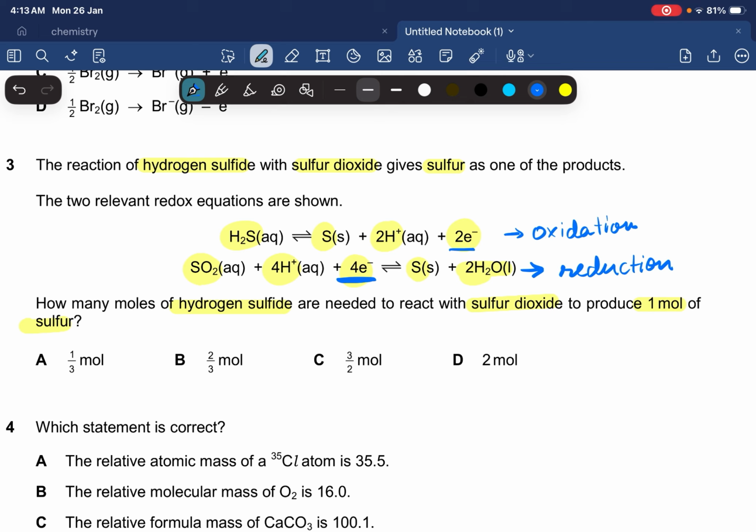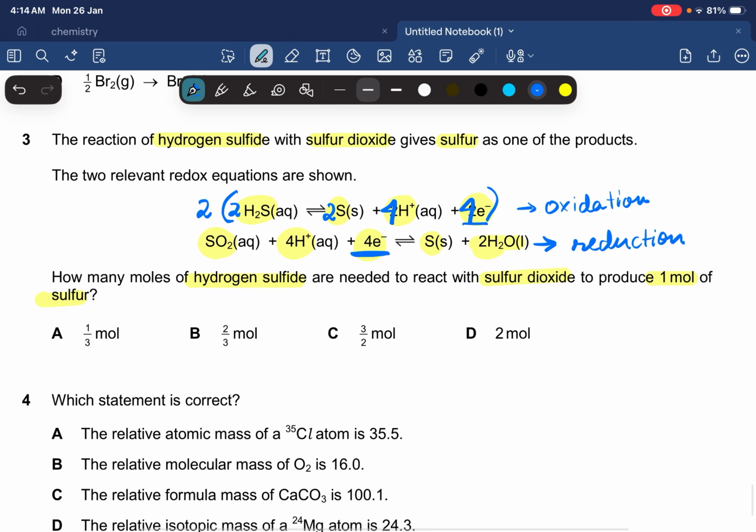So first things first, we have to multiply this equation by 2. Okay, so at least we have a balanced equation. When we multiply this equation by 2, we get 2H2S, 2 sulfurs, 4 hydrogens, and 4 electrons. Now the loss and gain of electrons is equal on both sides. So now we can combine the two equations.